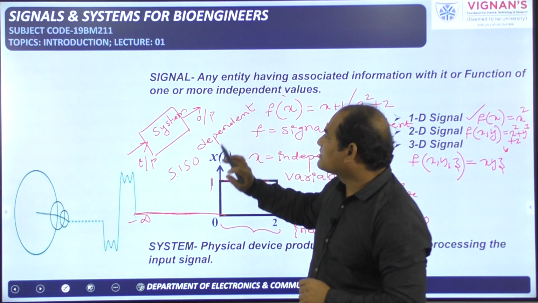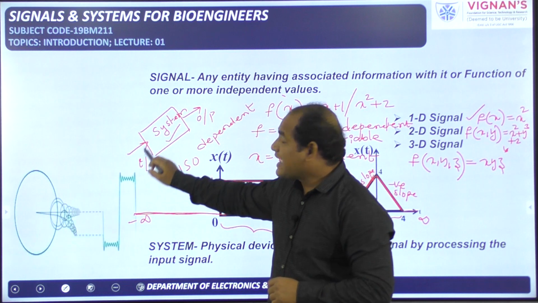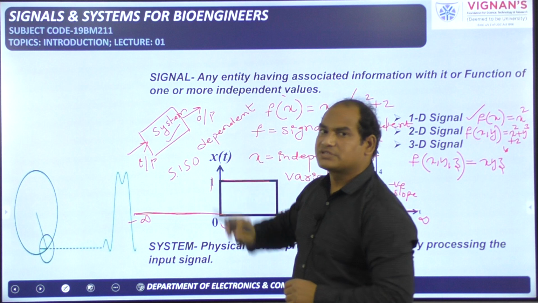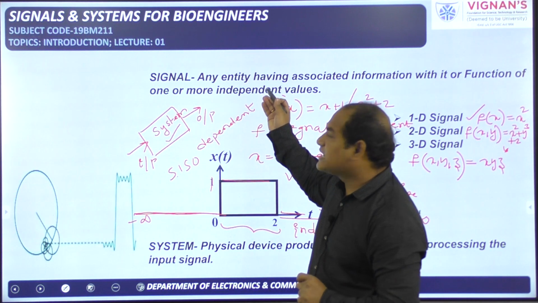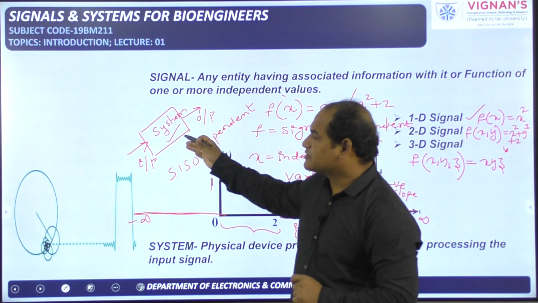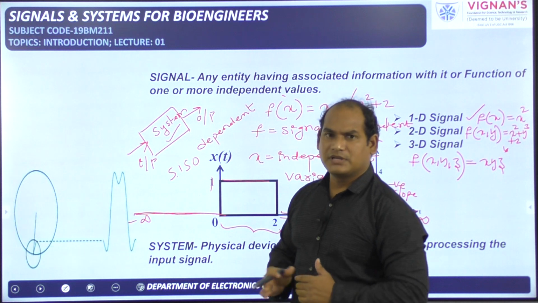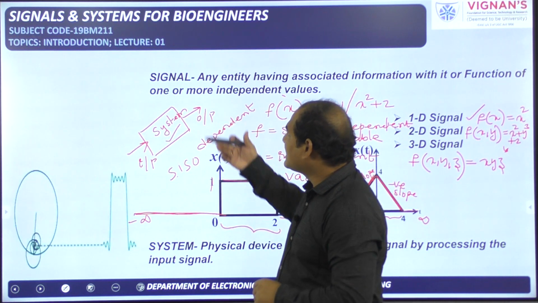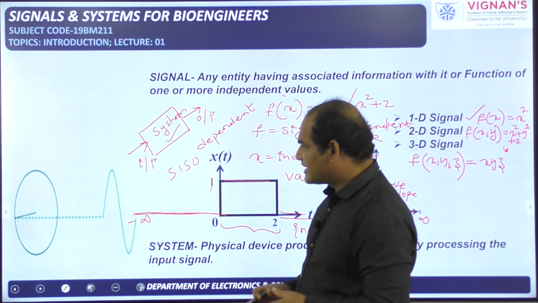So system is nothing but what? It is the physical device which takes the input signal, processes the input signal within the system and produces the output signal. That is the definition of the system. What is signal we have seen. Now system takes the input signal, processes it and produces the output signal. Simple definition. So this is about what is signal and what is system. So I have introduced the subject to you in this lecture.